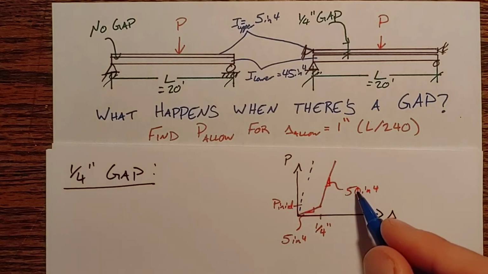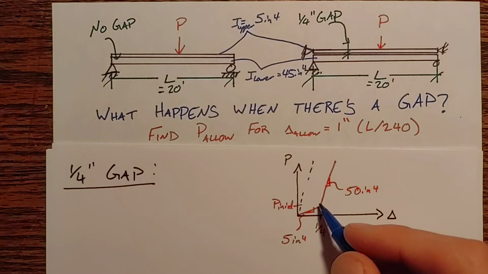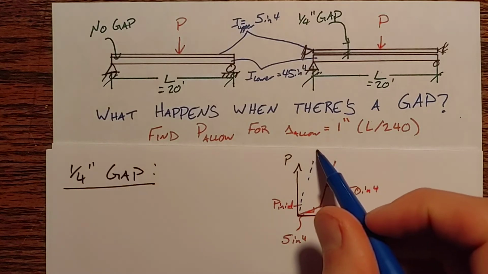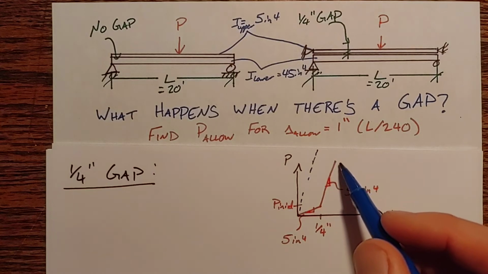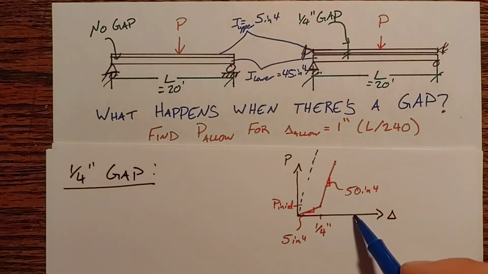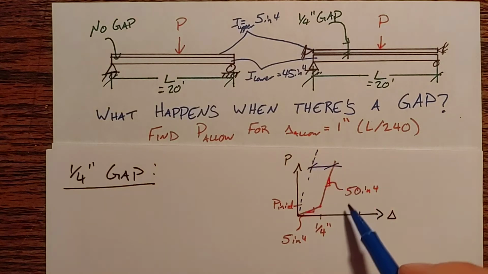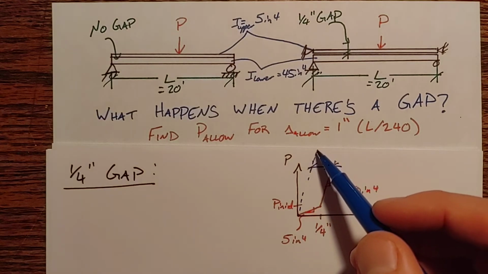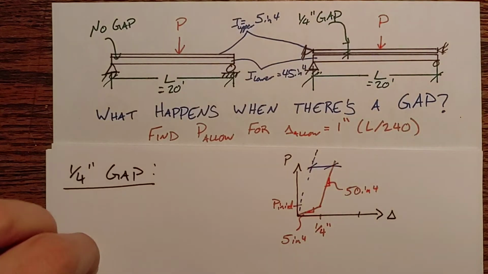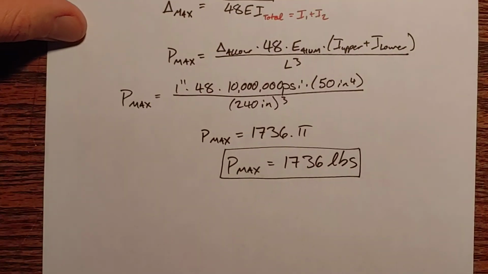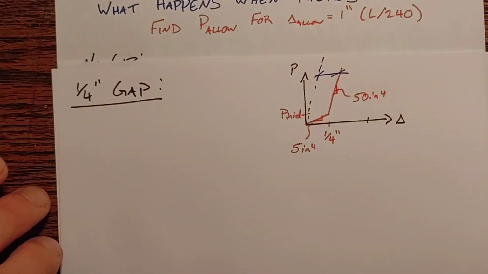We're using this stiffness with that 50 inches to the 4th right away, and we're going to overstate drastically our allowable load because by the time we get up here to our 1 inch mark, there's going to be this big difference between our two lines, which is going to have this with a wildly higher load. So you remember we were at 1,736 pounds. Let's see what we get on this one.